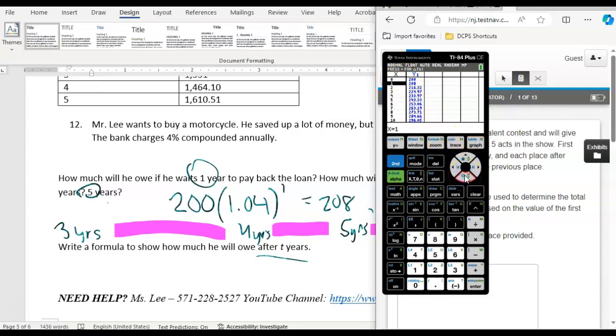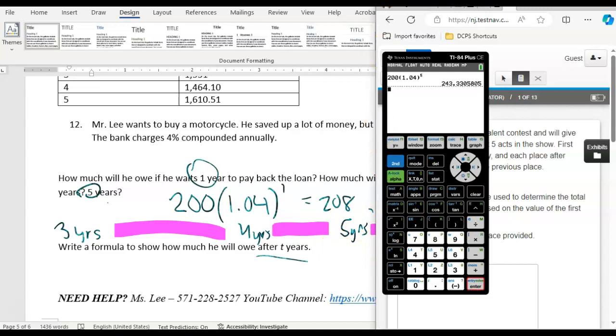So after 1 year, it's 208. After 2 years, it's 216. 3 years, 4 years, 5 years. So you can calculate them each separately, or you can also use this table. That is a handy way to get those answers. You should know how to do it both ways because we want to make sure that in the case of you not being able to use a graphing calculator, you know how to do it. So for example, if we were to do 5 years, this is what that should look like, okay?